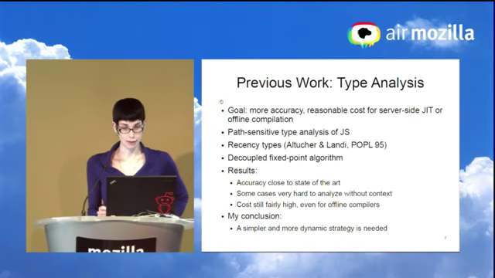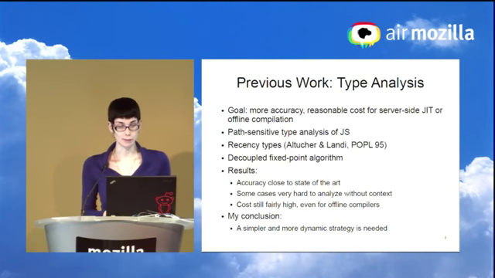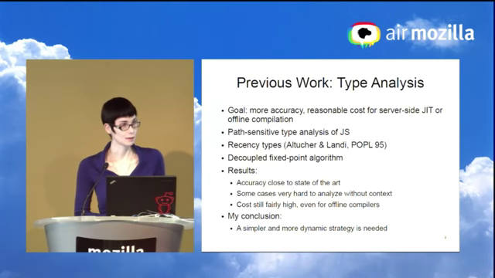After working on Tachyon, I worked on a type analysis with the goal of maybe making a different accuracy and cost trade-off to come to something that would be usable for a server-side JIT or offline compilation, but that would be slightly more accurate than what would otherwise be possible in a JIT. This analysis was path sensitive and incorporated recency types to try to get more precise inference of object property types. It also used a custom, what I call decoupled fixed point algorithm, which I can talk about offline if you're interested.